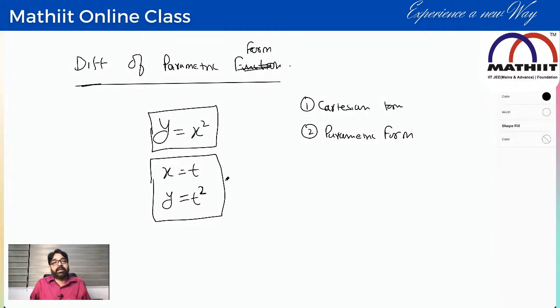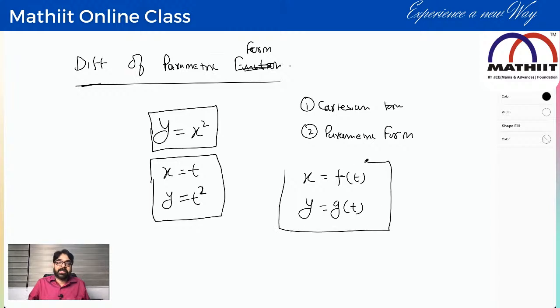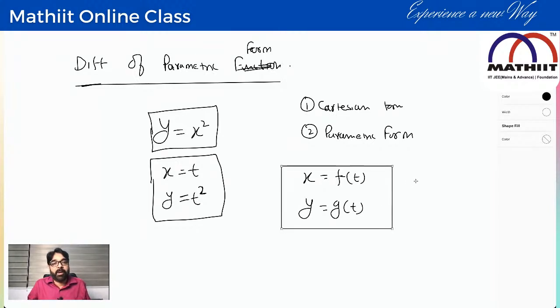This is called the parametric form because we use x and y defined separately. So parametric form means what? x and y defined by using a different variable. If x is defined by some function f of t, remember it's not necessary to be t, it can be theta or anything else, and y is, suppose, g of t, then this kind of expression is always called the parametric form of the expression.